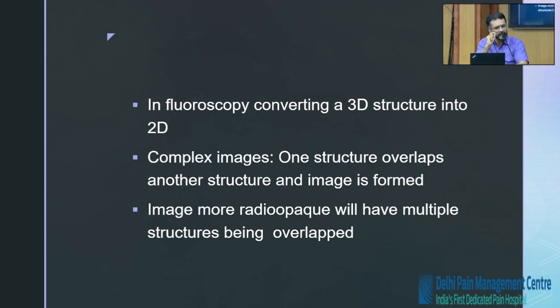So what we are basically trying to do in fluoroscopy is convert a three-dimensional structure into a two-dimensional structure. That is point one. The second thing is that the image that we are getting is a compound image. What I mean by compound image is, one structure will overlap another structure to give rise to a third structure.